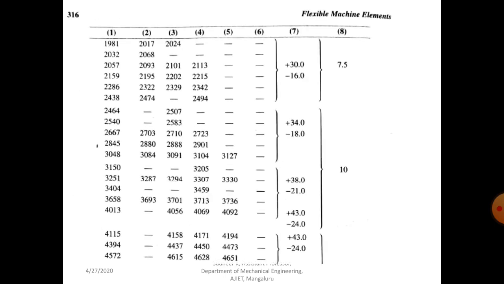So this is the continuation of the table. The nearest value for C cross section is 2723, so I will consider this value 2723. This is the standard pitch length. For this standard pitch length, the first column is always the nominal inside length. The standard nominal inside length is 2667. So I will write: the standard pitch length is 2723, and the standard nominal inside length of the belt is 2667.